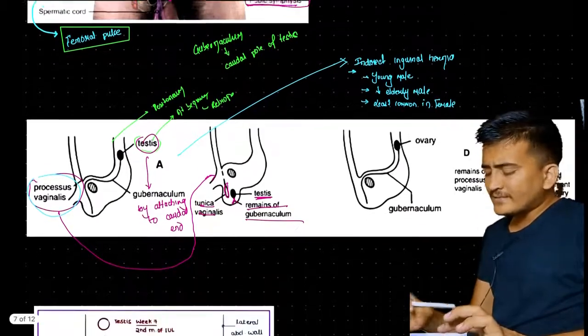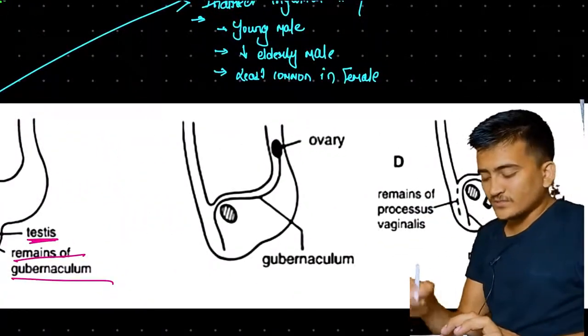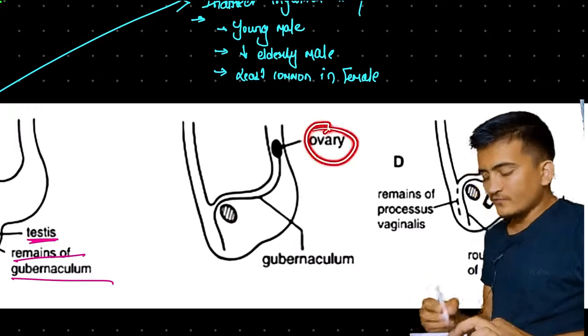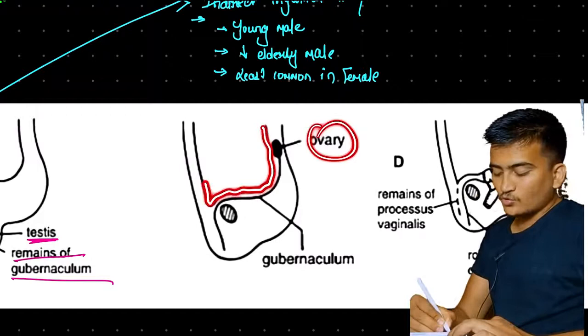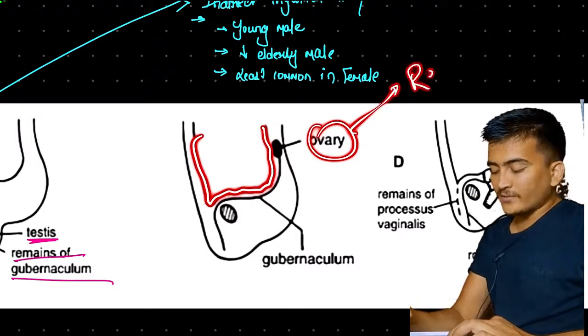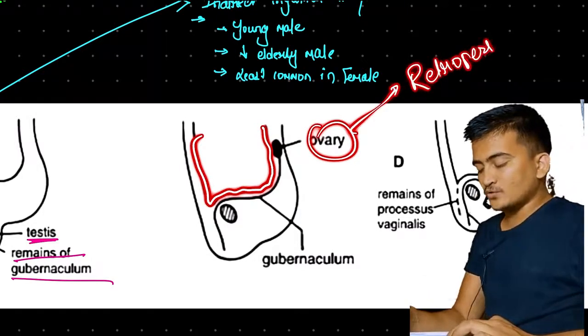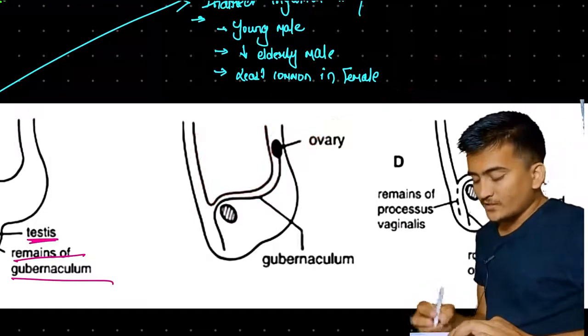Okay, that was about the descent of the testis. Similarly, the descent of the ovary follows the same pattern. As you can see, this is the ovary, and at the beginning it is also a retroperitoneal organ, right? Retroperitoneal organ.